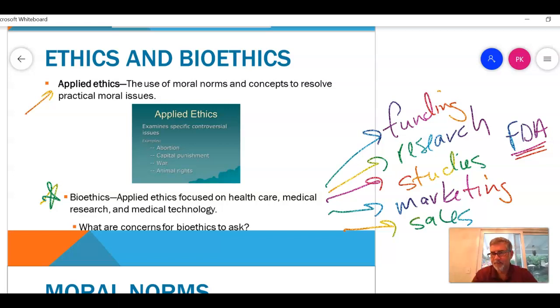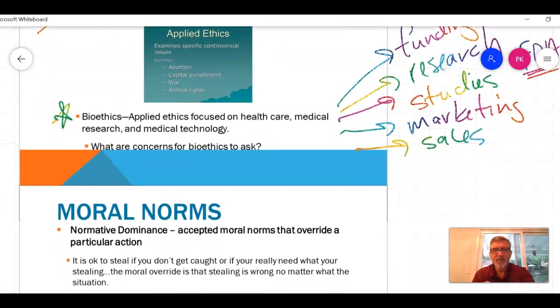Marketing, how do we market it? Do we have honesty in marketing? Do we make claims that are not true or might not be true? Or do we make claims that are only studied? And then sales, right? How much do I charge for it? Do I charge so much that only wealthy people can afford it, right? So these are all concerns for bioethicists to ask.